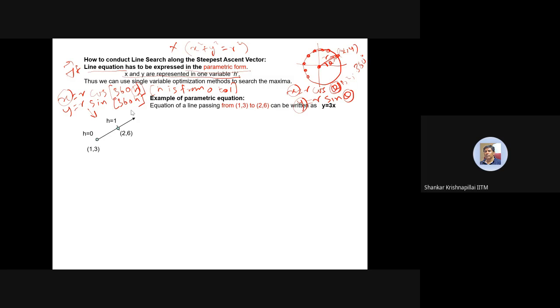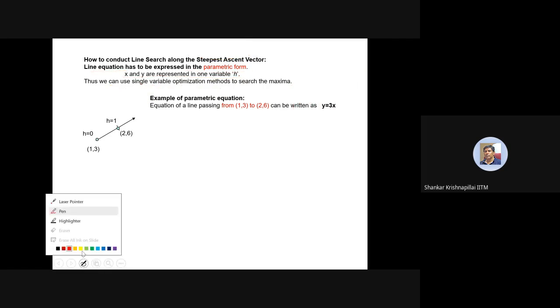In the same way, many geometries like parabolas, lines and so on can be represented based on a single variable h. So this is particularly useful for certain situations. Normally we don't use the parametric form, we use the direct form of the equation. Okay, so now let us go to the line. The equation of a line passing from 1, 3 to 2, 6 can be written in the parametric form.